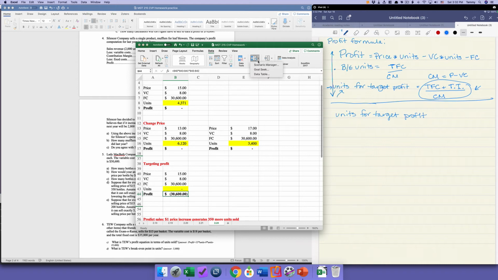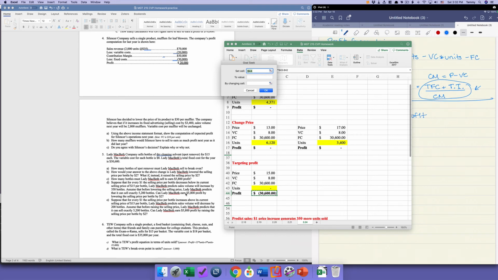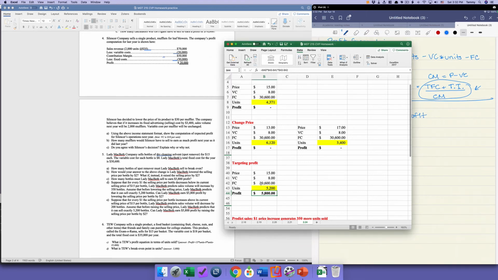So again, we use the what if analysis, the goal seek, and now our target profit was $5,800. So I'm going to set that to $5,800 by changing the number of units, and this will solve for the number of units it takes to get to that target profit. And the answer is 5,200.